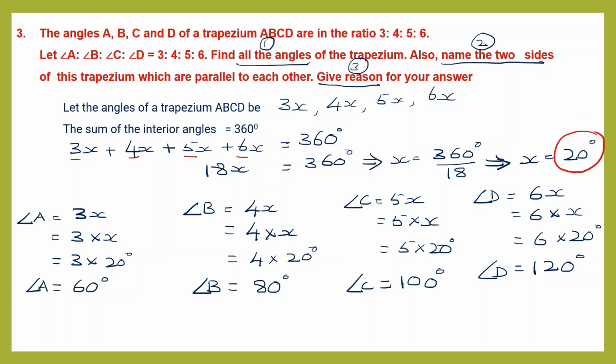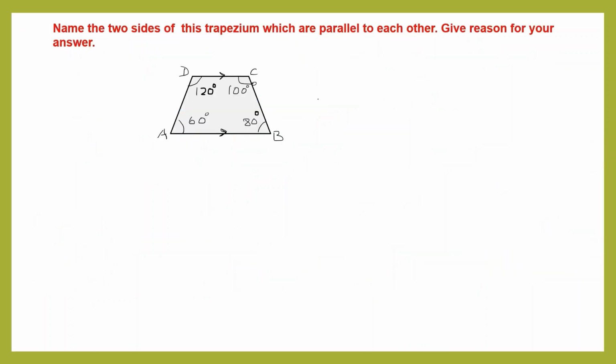Now we have to name the two sides of this trapezium which are parallel to each other, and we have to give a reason for our answer. So let's continue to name the two sides of the trapezium which are parallel to each other. So I've drawn a trapezium to make it easier for us to understand. So here we have to name two sides which are parallel to each other and we have to give a reason for our answer.